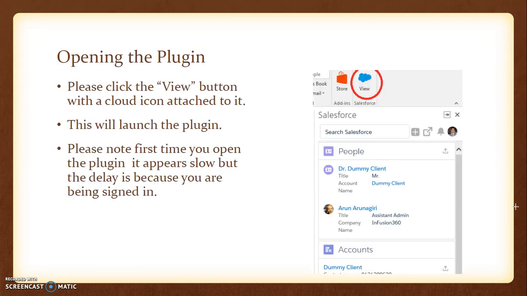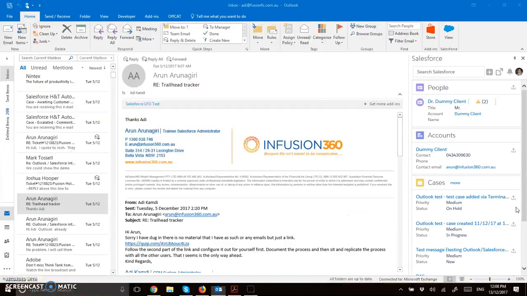So opening the plugin. We're going to start with the basics, obviously, how we open the plugin. As you can see, the plugin is already open, but it can be closed. So if you want to open the plugin, all that you have to do is go to the home ribbon. When you click on Home in Outlook, on the far right hand side corner, you should see a cloud. When you click on this, it will open the plugin.